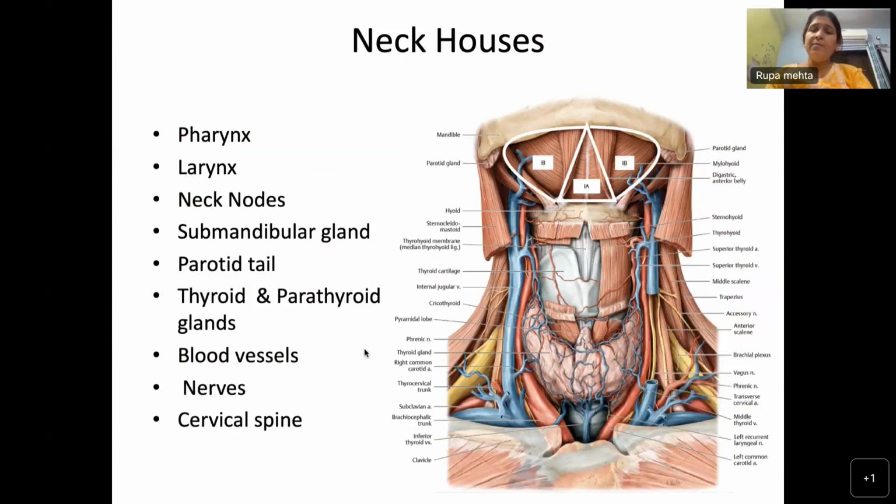So as we all know, neck is a very compact conduit of very vital structures. A lot of variety of tissues are present in neck. You have pharynx, larynx, neck nodes. Out of 800 nodes in the human body, almost between 200 to 300 nodes are there in neck. And submandibular gland, parotid tail, thyroid, parathyroid gland, big blood vessels, carotids, IJV. Nerves, the cranial nerves, and the cervical plexus, brachial plexus, and cervical spine and its associated musculature. So it's a very compact conduit in which all these structures are very tightly packed, and it joins the head to the trunk.